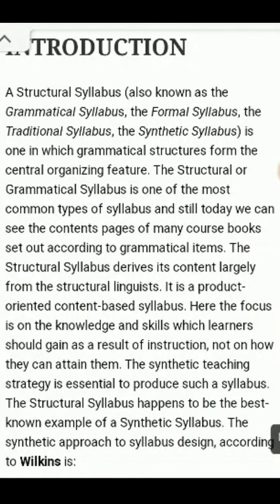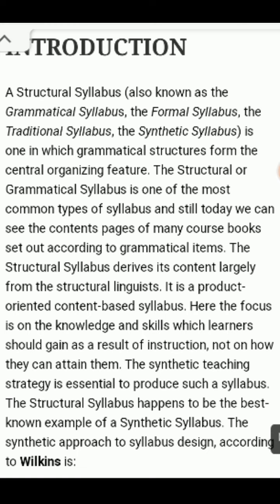Bismillahirrahmanirrahim. Today we are going to discuss a structural syllabus. Today's lecture is actually a part of the series of lectures that we have started delivering in connection with syllabus and curriculum design. Earlier we have talked about syllabus and curriculum, and we have defined and distinguished them from one another. Along with that, we have also studied different parts or elements of syllabus designing or curriculum designing.